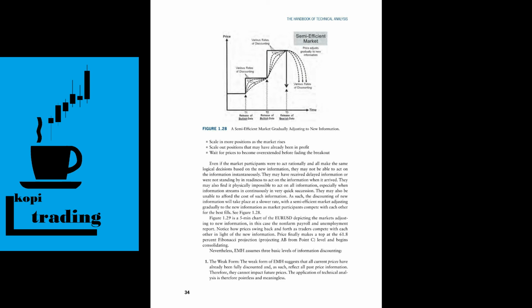Nevertheless, EMH assumes 3 basic levels of information. 1. The weak form. The weak form of EMH suggests that all current prices have already been fully discounted and, as such, reflect all past price information. Therefore, they cannot impact future prices. The application of technical analysis is therefore pointless and meaningless.